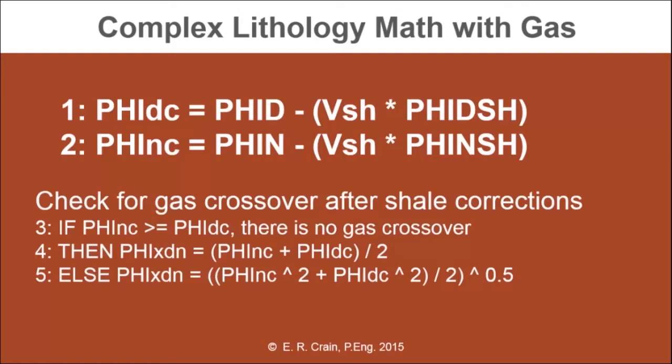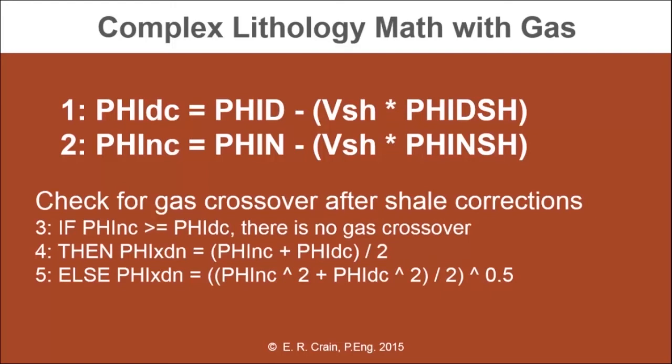That's equation 4. But equation 5 is the else statement. If it fails that first test, then we have gas crossover, and the equation's a little different. We take the square of the neutron after shale correction plus the square of the density after shale correction, divide by 2 to get the average, and then we take the square root. So this is called the square root weighted average of the density and neutron. It just gives us a little better answer than we would get by taking the arithmetic average.